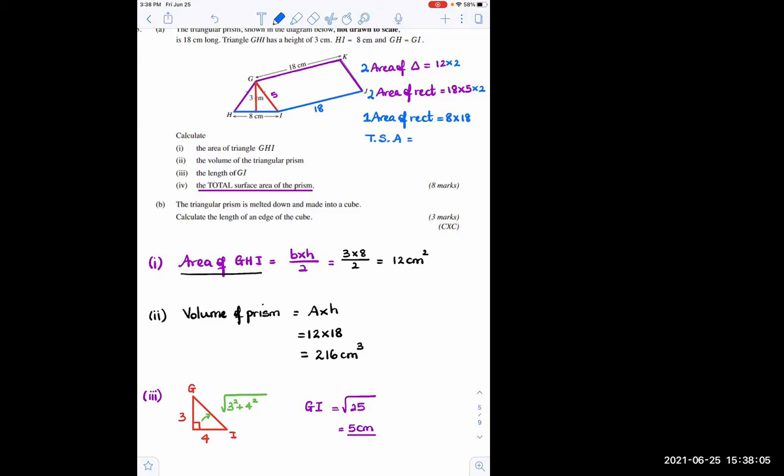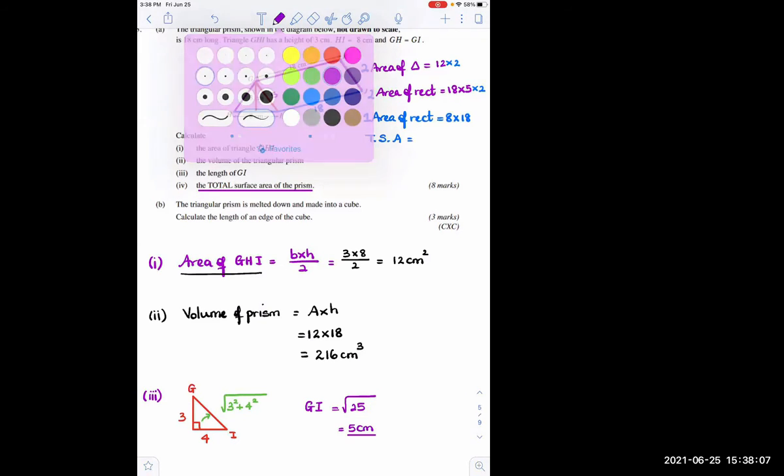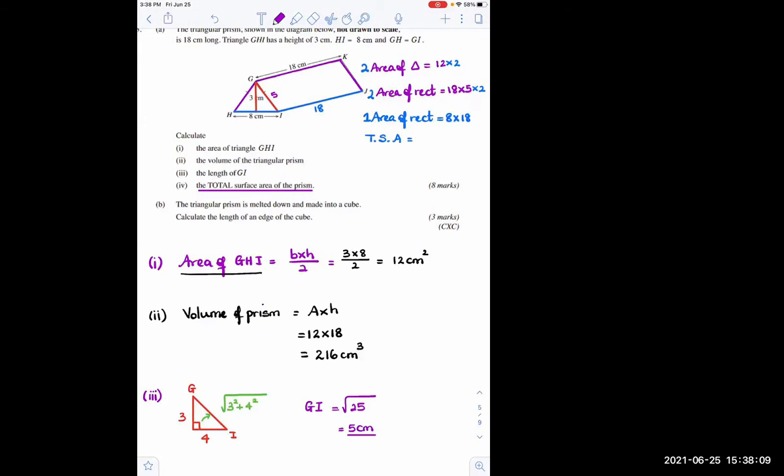So it could help you if I draw the net. So let me see. If I draw the net of this, this is what it will look like. The 5 sides.